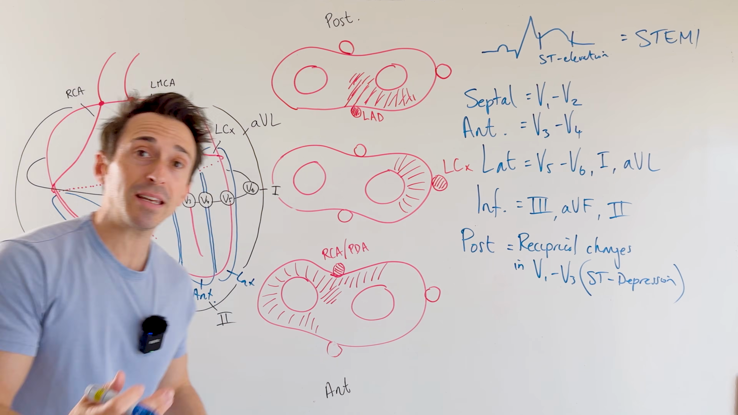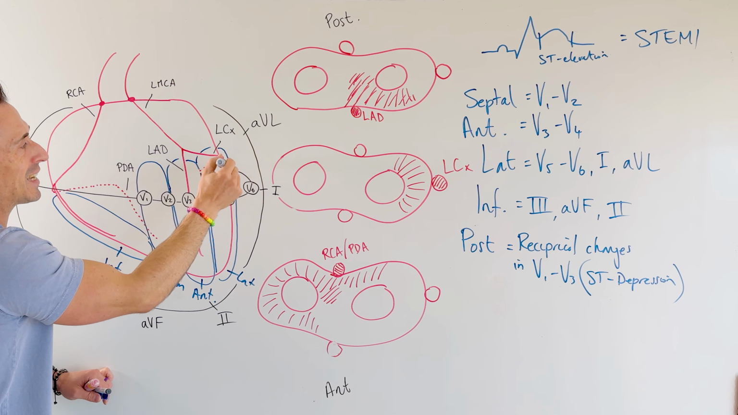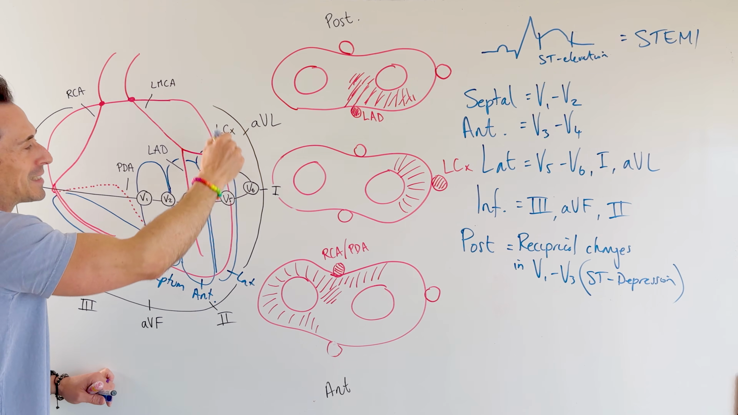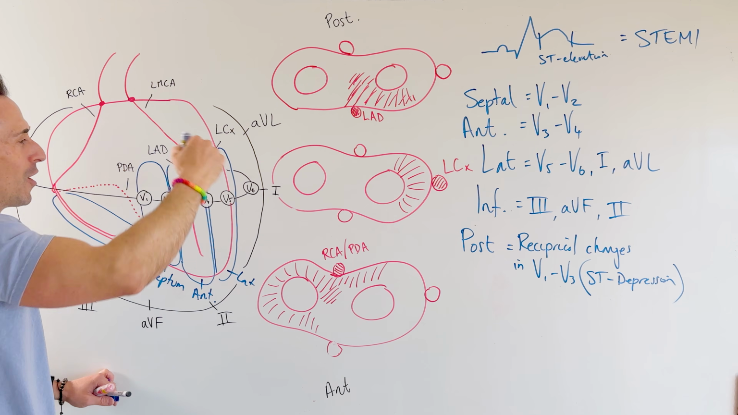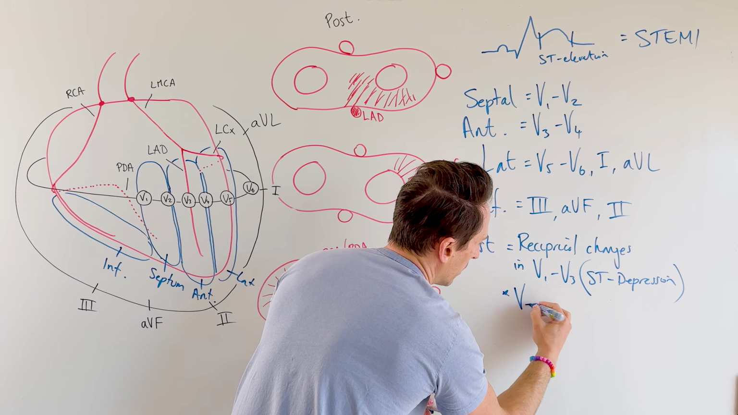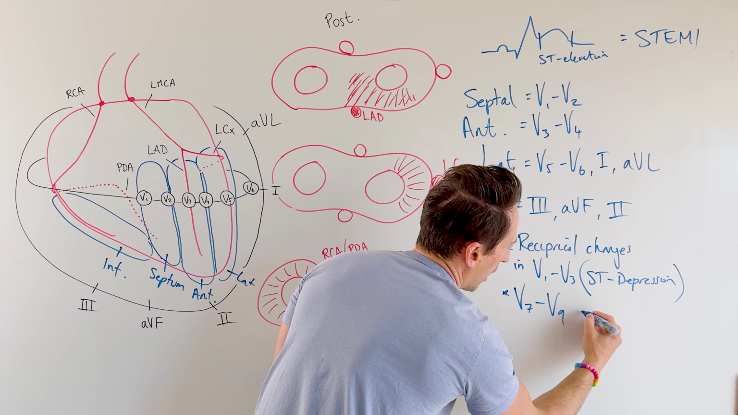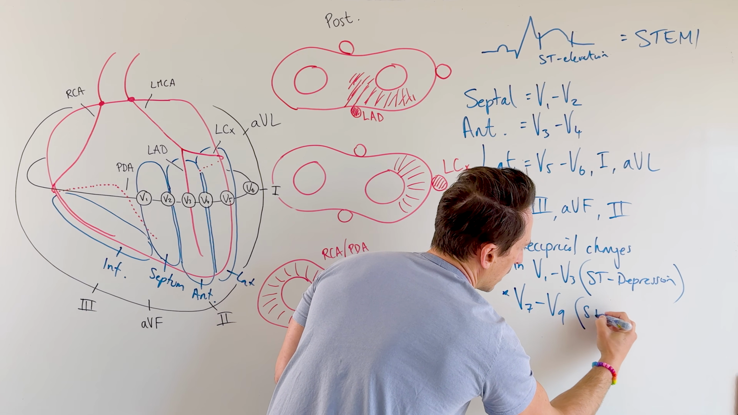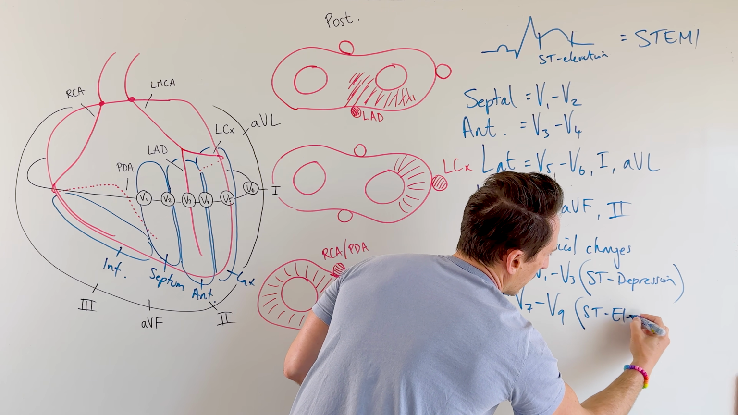Now the thing is, you can get posterior leads. They're V7, 8, and 9. If you put them on, 7, 8, and 9, that's where you're going to see that ST elevation.